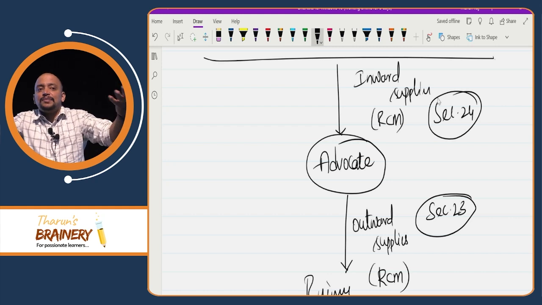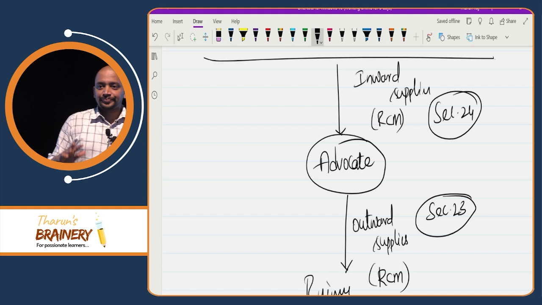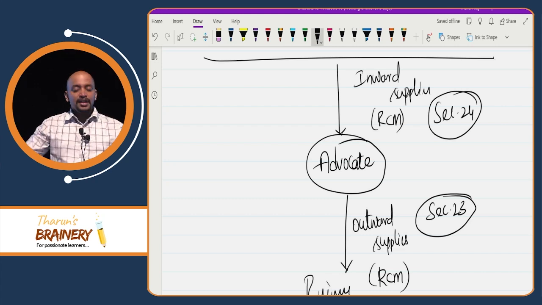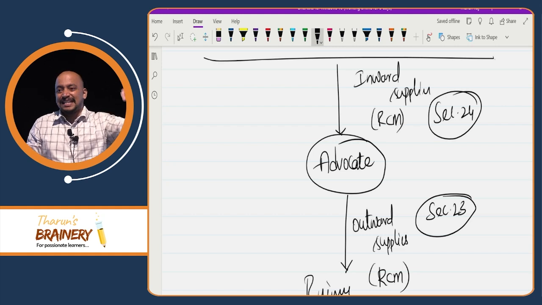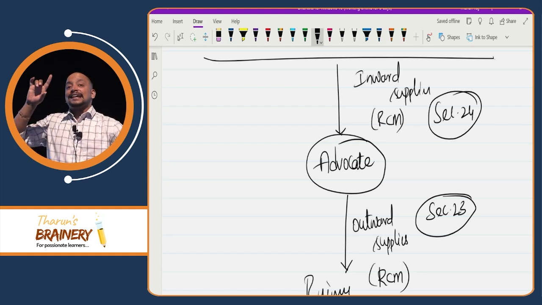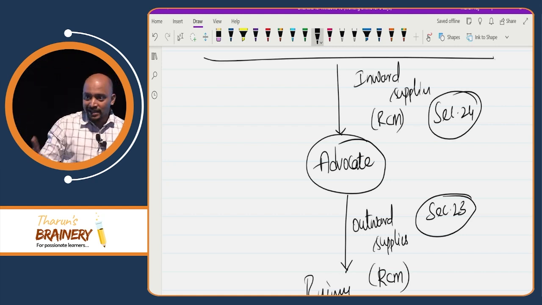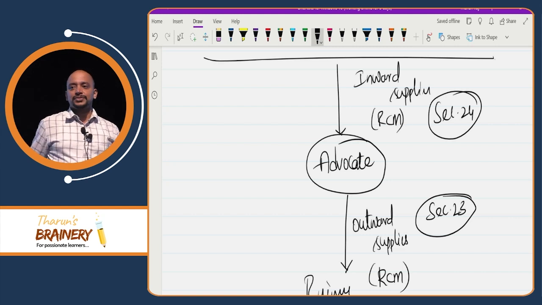Now, which section will prevail? Section 24 or section 23? 23 will prevail. So, which means they are exempted from registration. So, even though as per section 24, they are compulsorily required to get registered, but section 23 overrides section 24, which means if they are exempted from registration, they are exempted from registration.